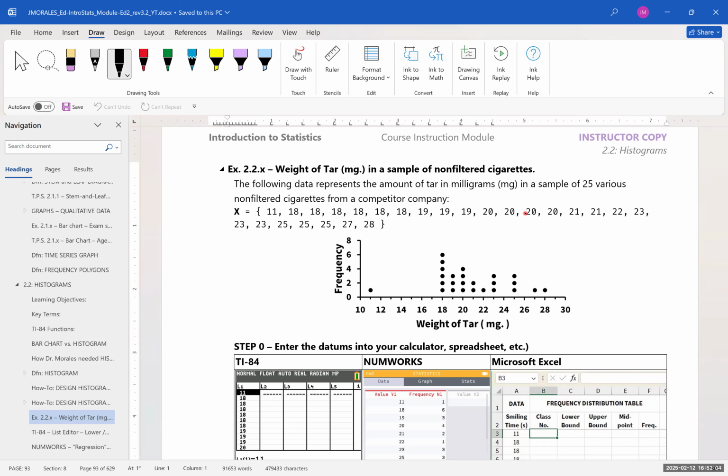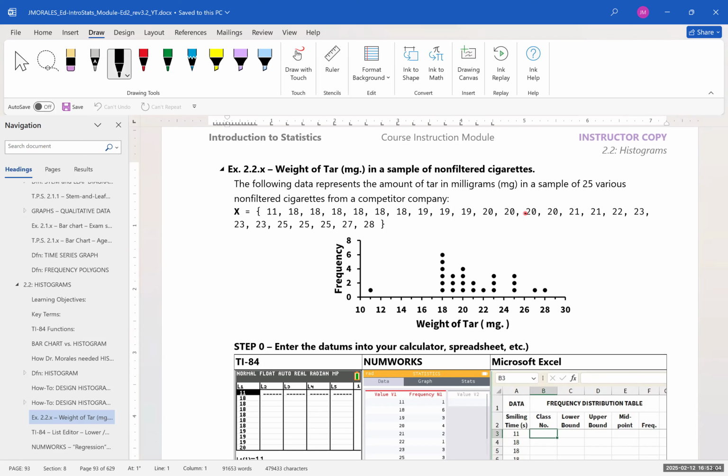To give you an idea of what this looks like, I created a dot plot of this data set. So you see it looks like we have this one little data point out here at 11, and the rest, we have this high point, and then the amount of milligrams of tar seems to be going down as the amount of tar goes up.